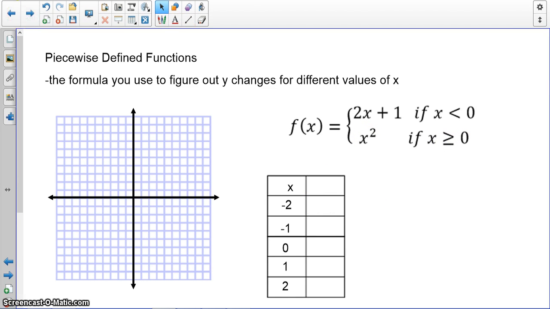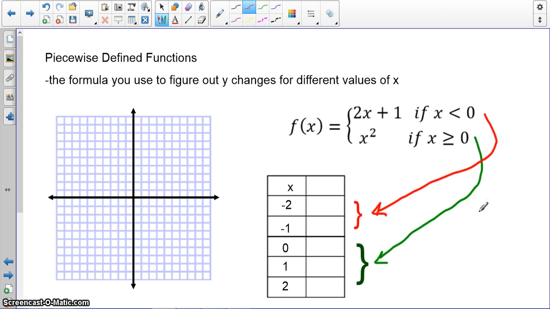So hold on, let me pause it real quick. All right, I paused it to include these little arrows and the braces here on the right. So the red arrow is pointing to the top two, because you're going to use the 2x plus 1 for these top two. All right, the green arrow is pointing to the bottom 3, because for the bottom 3 in our xy chart, you're going to use x squared as a formula, excuse me.